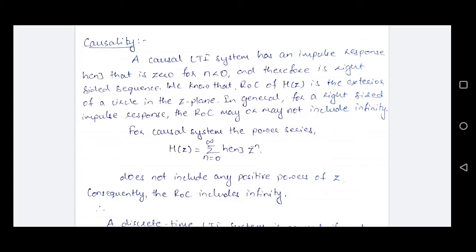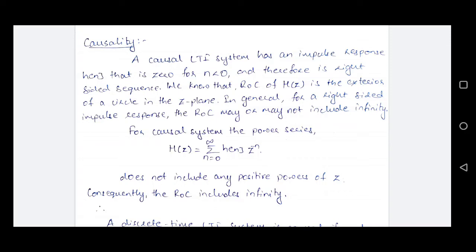So in general, for a right-sided impulse response, the region of convergence may or may not include infinity. Both possibilities are there because the region of convergence will be exterior to the circle. So this may include infinity, or it may not include infinity. We'll have to verify that.